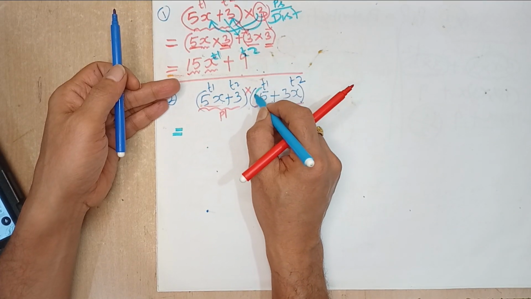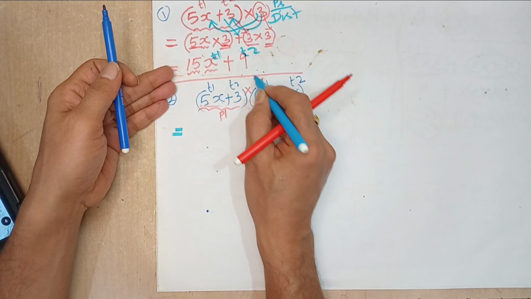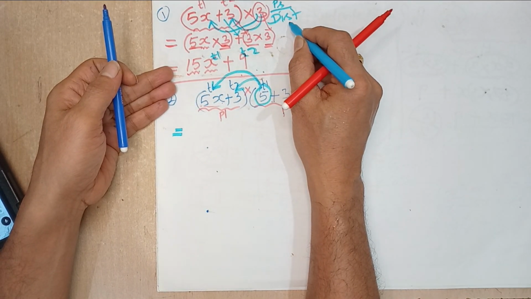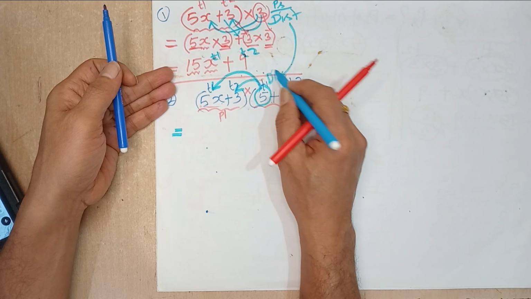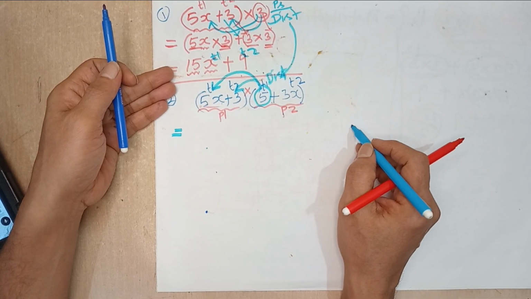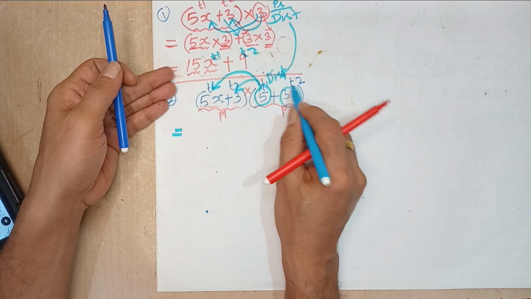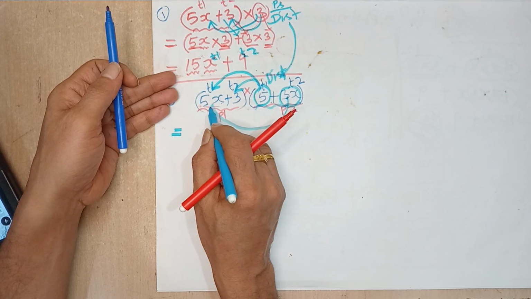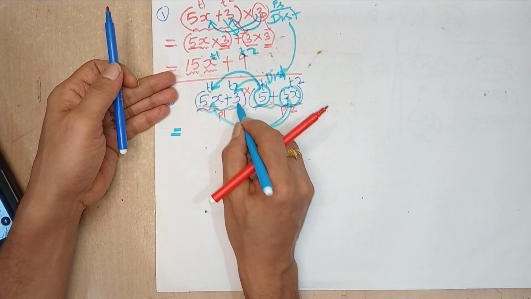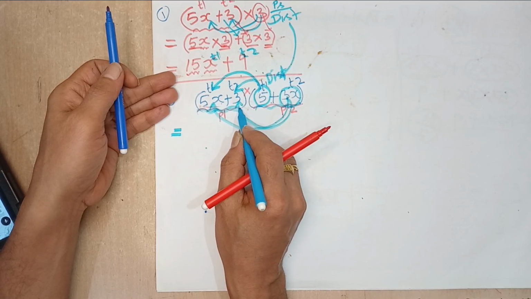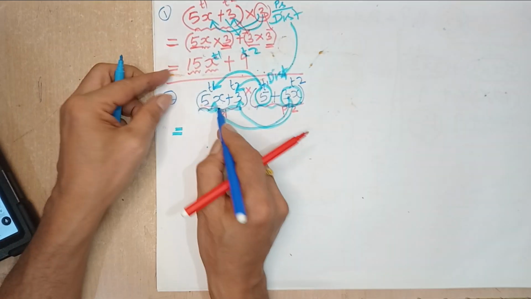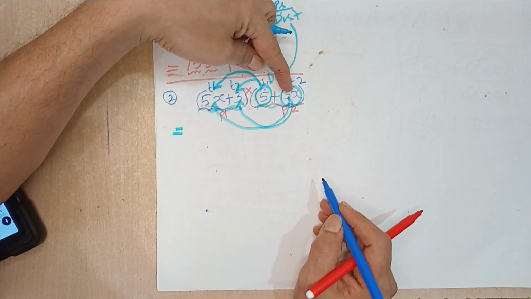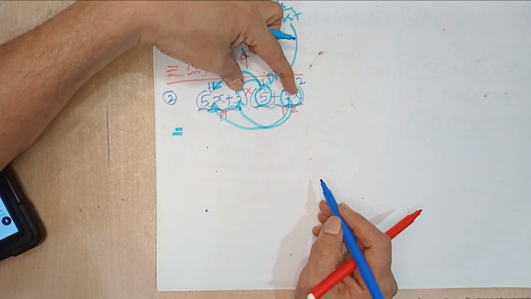Here, the first term of the second part will be multiplied with the first term, then again with the second term by the same property, distributiveness. Again, the second term of the second part will be multiplied with the first term of the first part, and the second term of the first part. So the writing will be 5 into 5x, 5 into 3, 3x into 5x, 3x into 3.